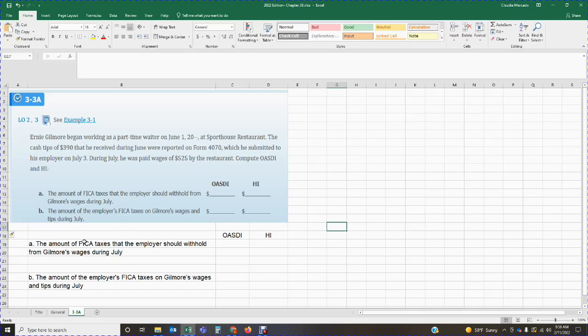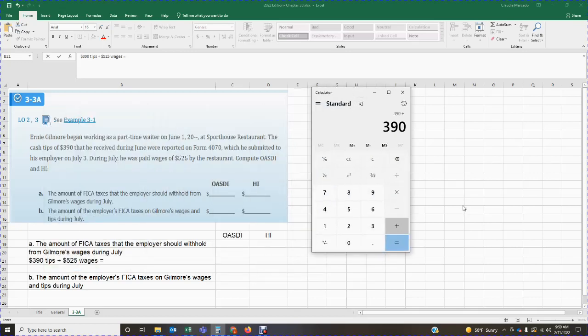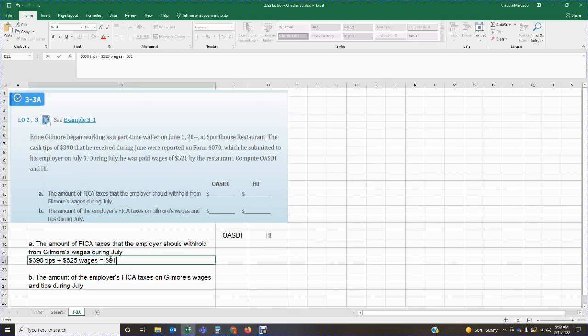So, the amount of FICA taxes that the employer should withhold for Gilmore's wages during July are, well, first of all, we know that we have tips of $390. Those are my tips. And I'm going to add my $525 of wages. So how much does that give me? That gives me $390 plus $525. That gives me $915. That is my earnings for the month of July. Now that I know that I have made $915, I can calculate my OASDI and my HI.